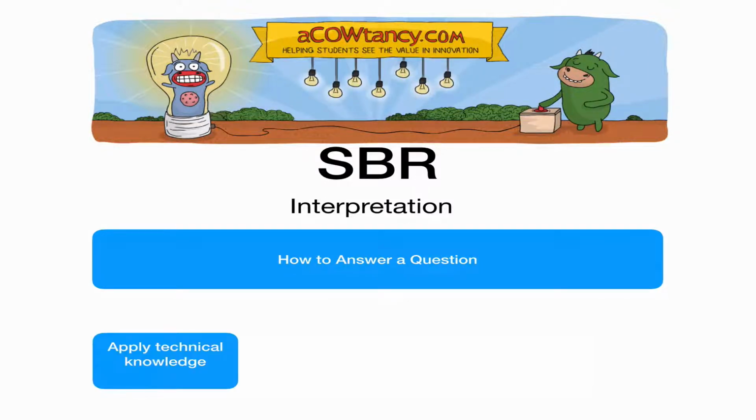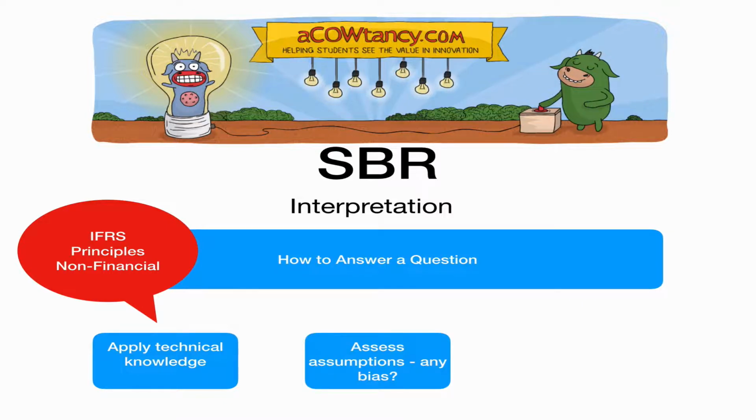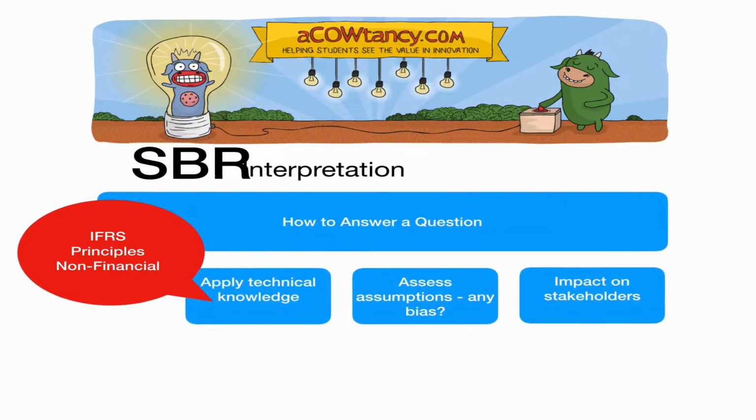First thing, we need to have our technical knowledge, and by that I mean our IFRSs, our principles from the conceptual framework, any knowledge we have about non-financial indicators, key performance indicators, that sort of thing. And we're looking, right, well, what assumptions have they made when doing this? And think about who's doing it. Do they have any bias at all? And then what would the impact be on the stakeholders? So you're thinking of those three questions.